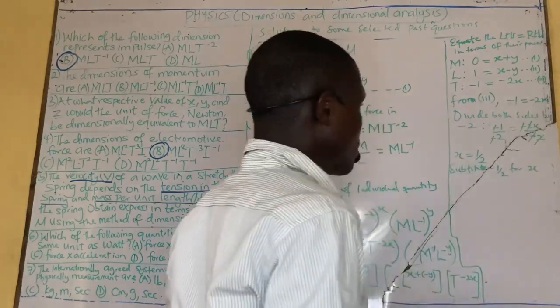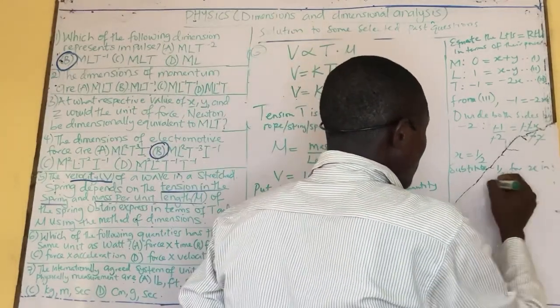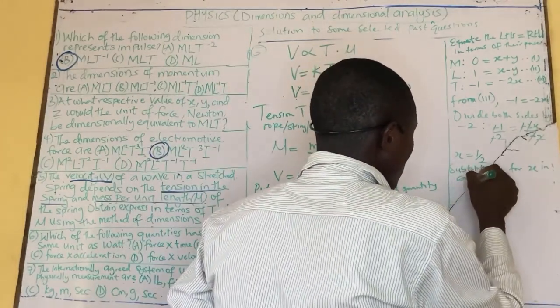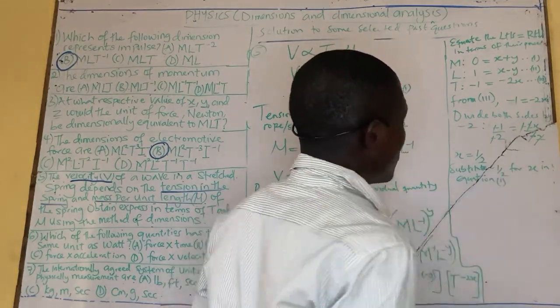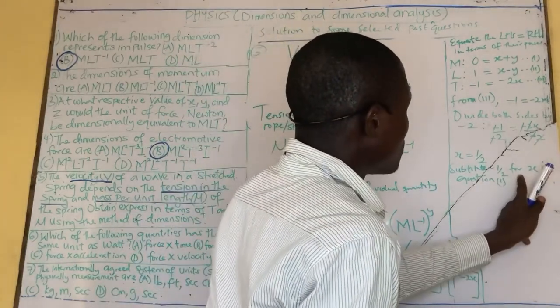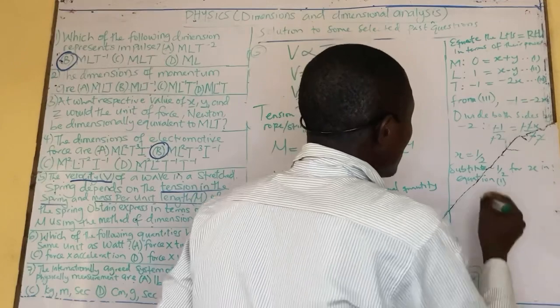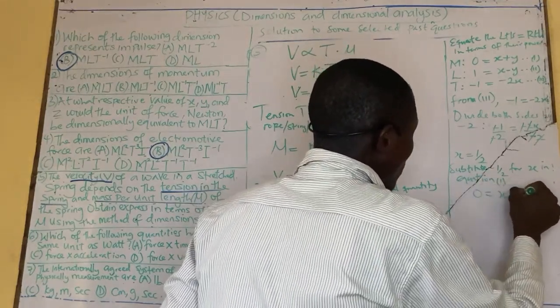x. Substitute 1 over 2 for x in equation 1. So what is equation 1? Equation 1 is 0 equal to x plus y.